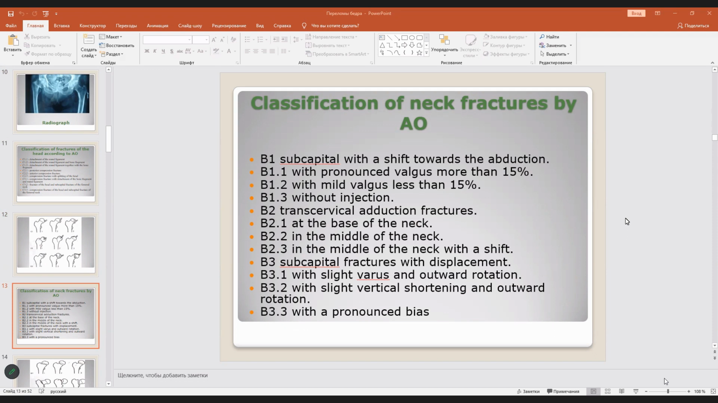B2, transcervical fractures. B2.1 at the base of the neck. B2.2 in the middle of the neck. B2.3 in the middle of the neck with a shift. B3, subcapital fractures with displacement.